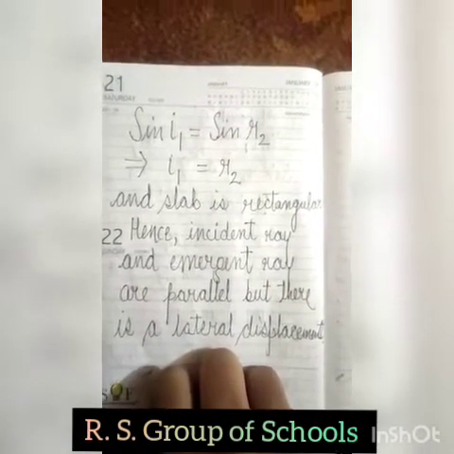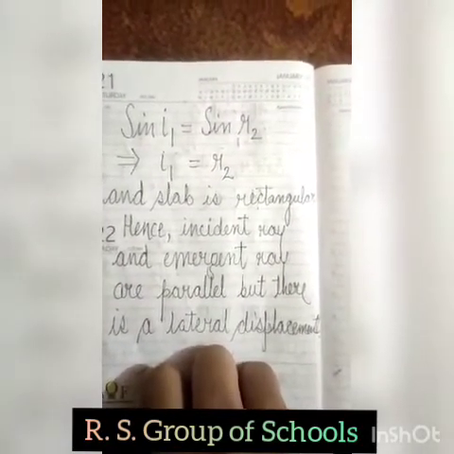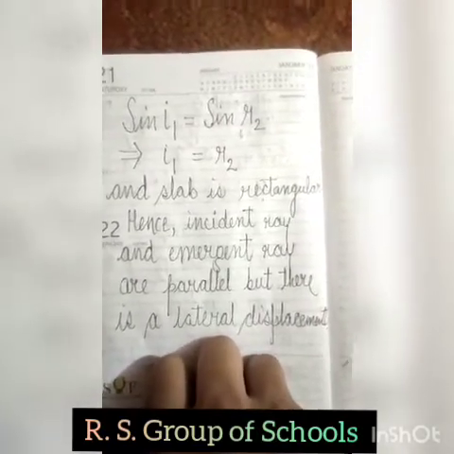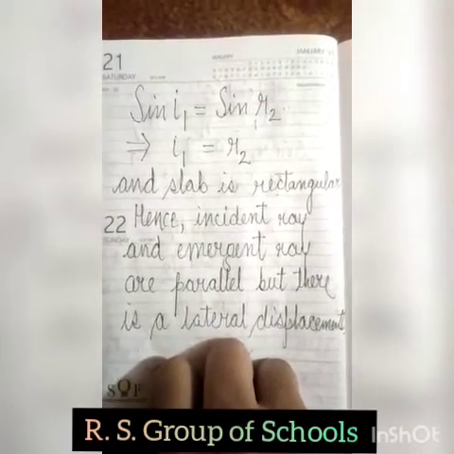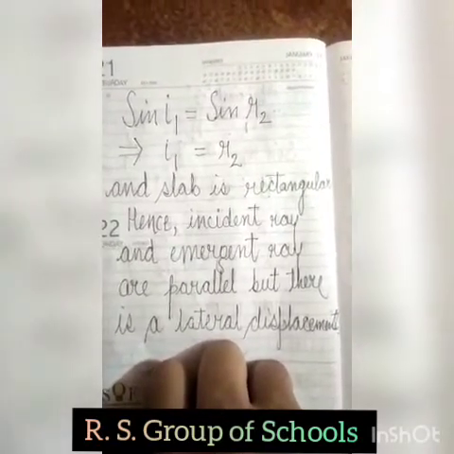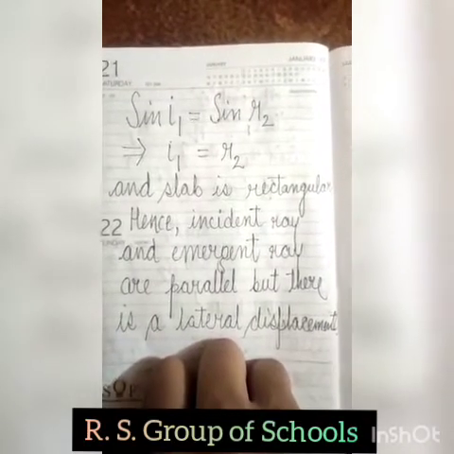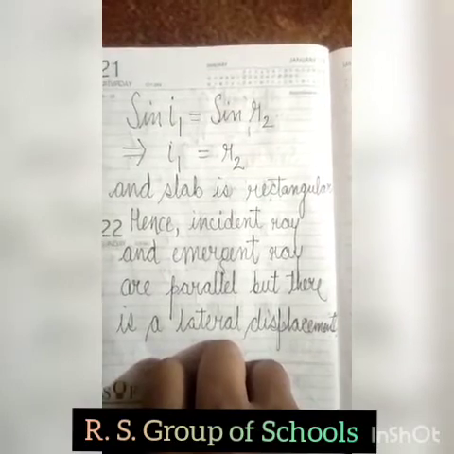But we have to keep in mind that there will be a lateral displacement. So whenever a ray is made to pass through a rectangular glass slab, the emergent ray and incident ray will be parallel, but there will be a lateral displacement.